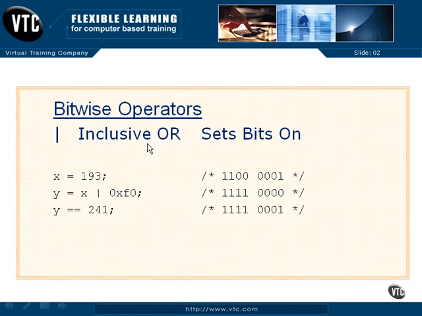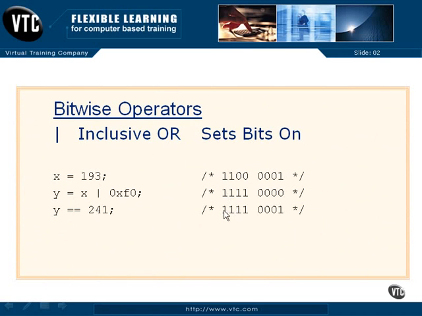This is called an inclusive OR, and this is used to turn bits on in a value. Again, we start with our 193, 11000001, and we say that Y is equal to X ORed with our F0. There's our F0 again, and our result is 241, because what we say is if this bit or this bit is turned on, then the result should be turned on.